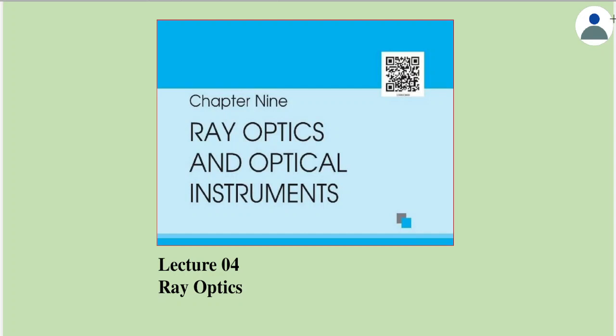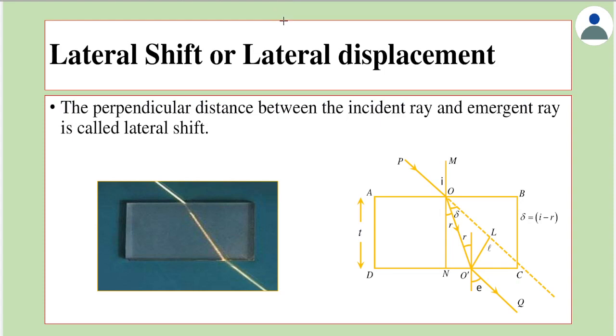In the previous lecture, we have studied about refraction, the cause for refraction, the laws of refraction, and also some examples based on refraction. In this lecture, we will continue forward with the study on ray optics. The first topic here is called lateral shift or lateral displacement.